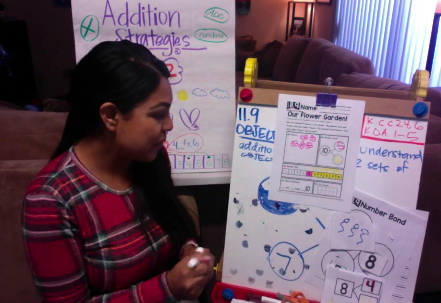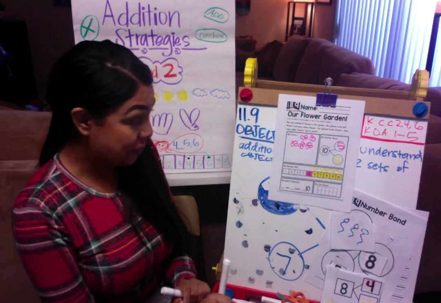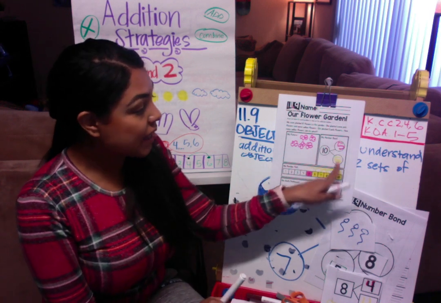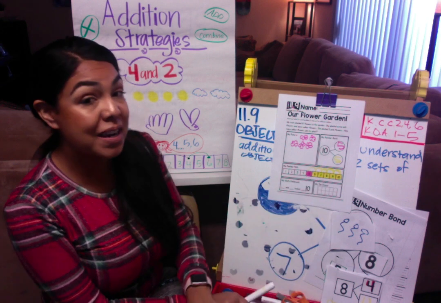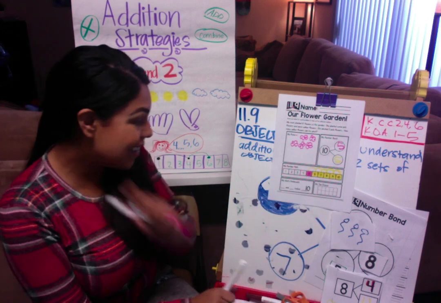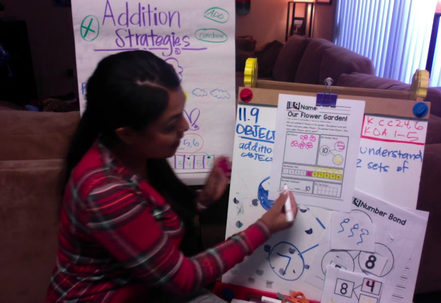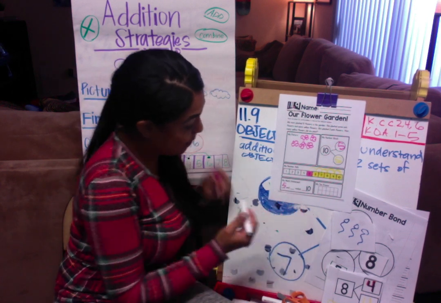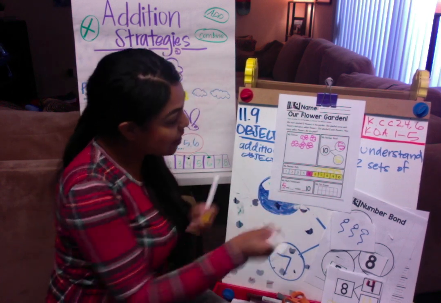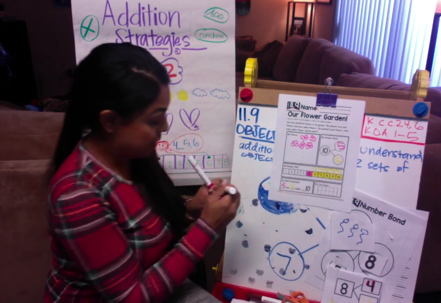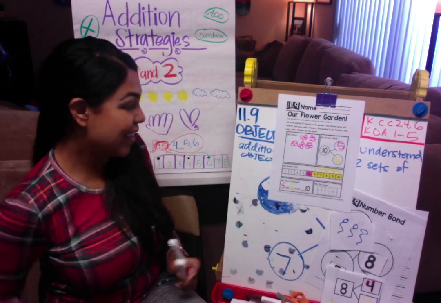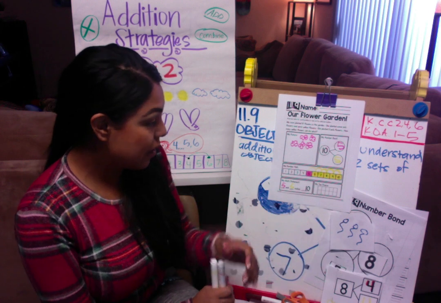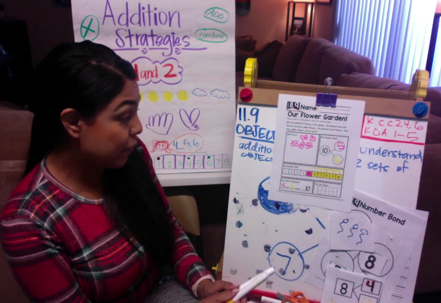Good, very good. Now my math statement says, okay, that 5 pink and 5 yellow make how many flowers? Good. It makes 10. So my math statement should say 5 and 5 make 10. Good. Which is also a 10 frame. I can use a 10 frame to count it in.